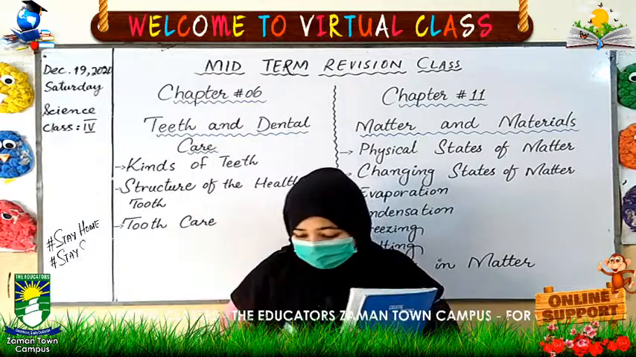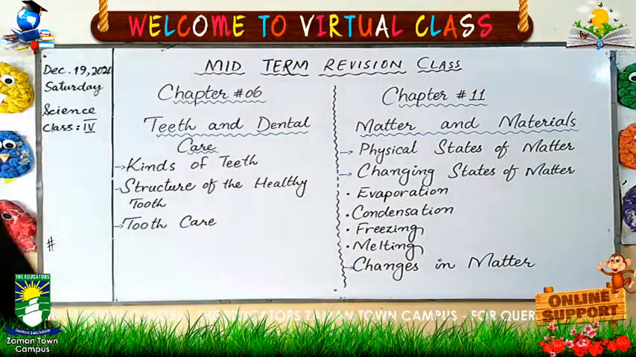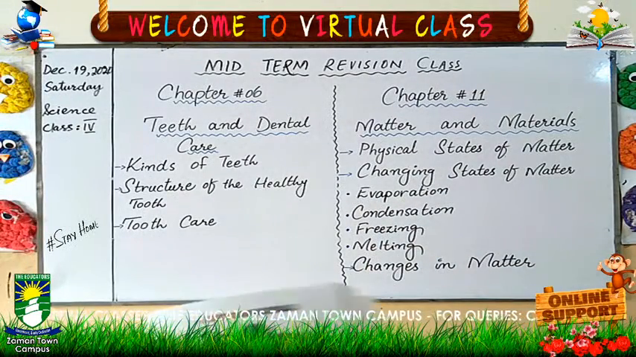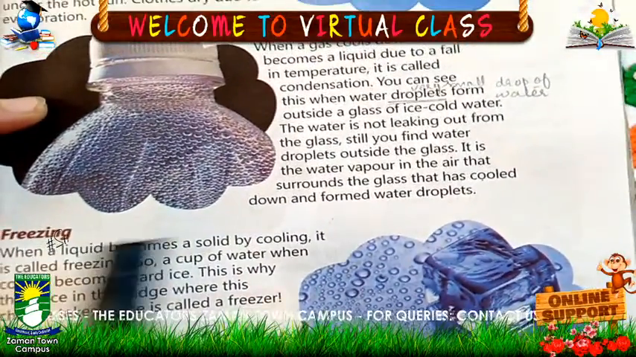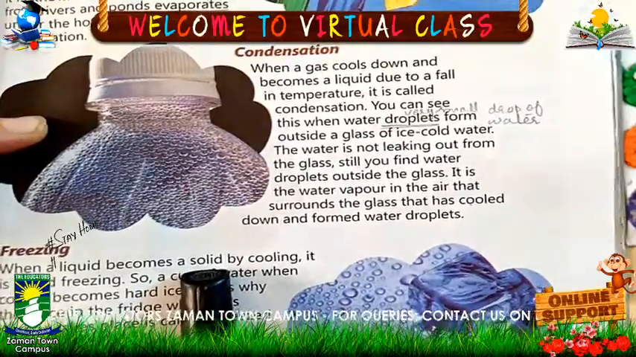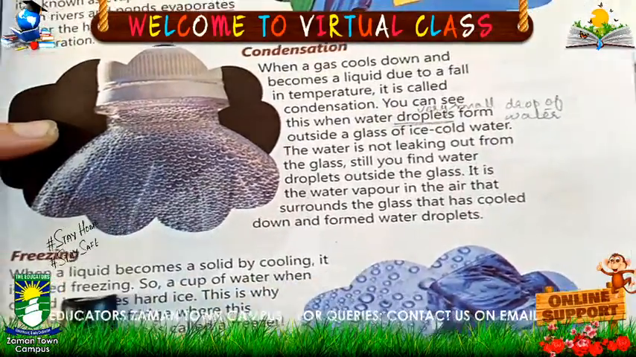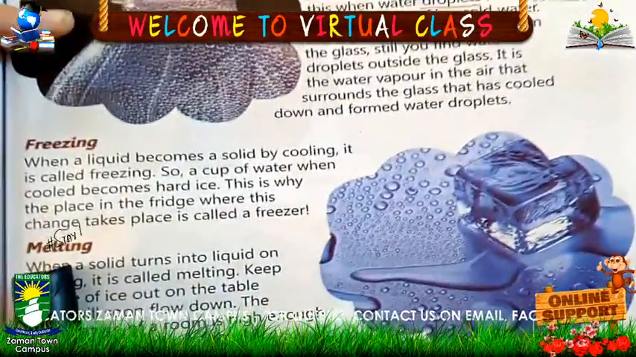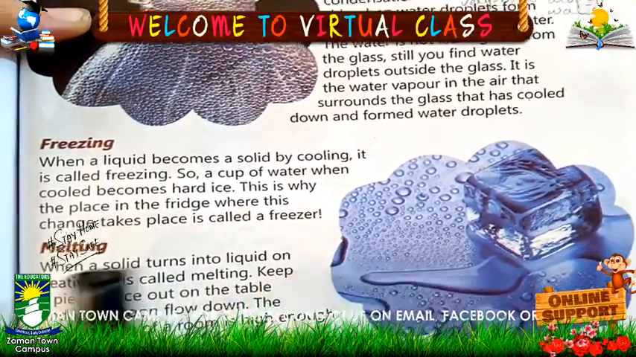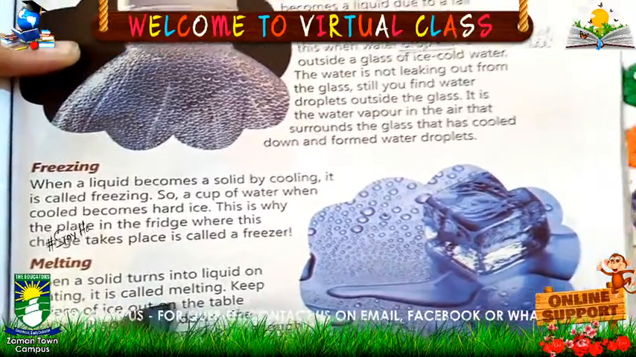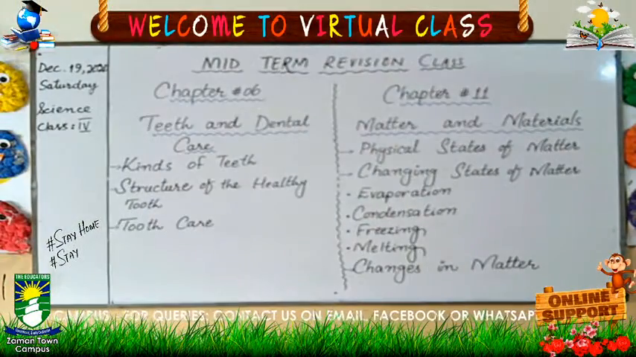Now come to the heading freezing. So here we have freezing. When a liquid becomes a solid by cooling it, it is called freezing. Melting. What is melting? When a solid turns into a liquid on heating, it is called melting. Now come to the next page.